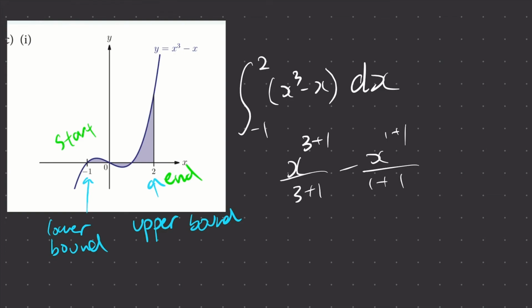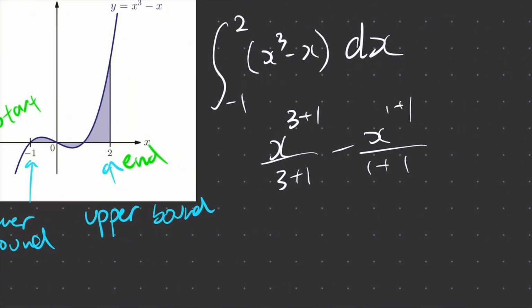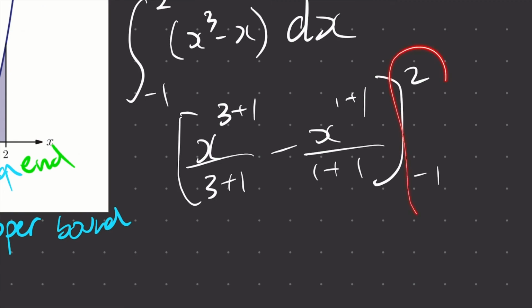Do we need a plus c? No need, because we're doing a definite integral. When we're doing a definite integral, we don't need plus c, right? Look back at the previous video if you forgot. But even though we have no plus c, we need to do the big brackets like this, and negative 1 to 2, to show that we're integrating within this range, right? Start and end, okay?